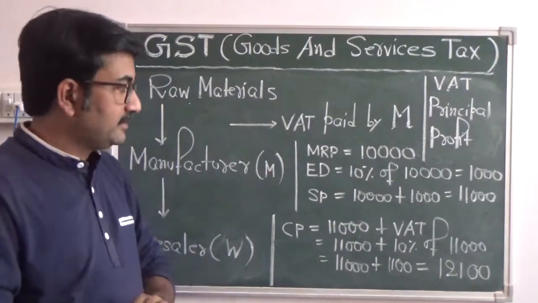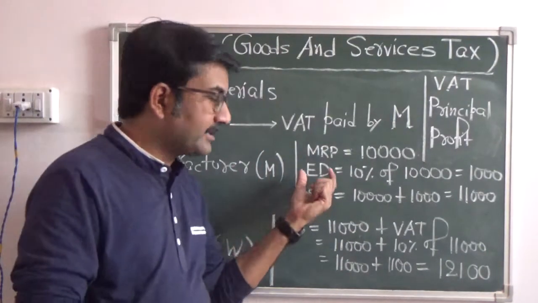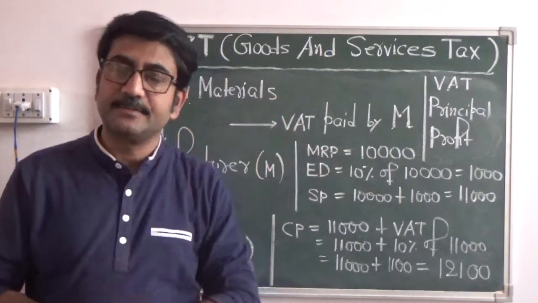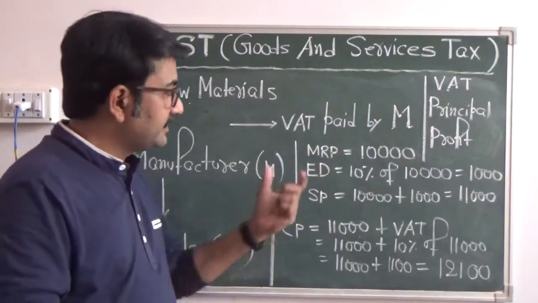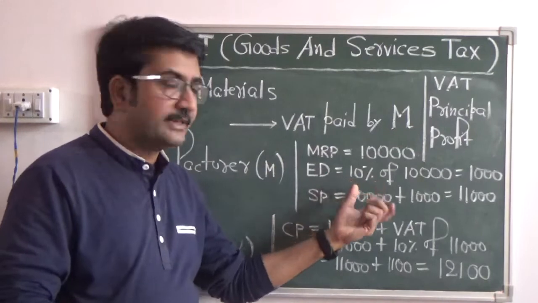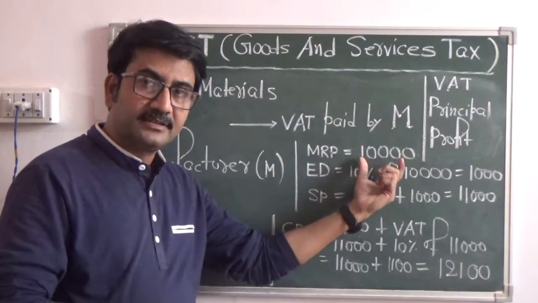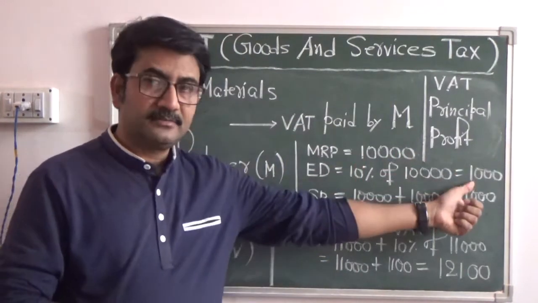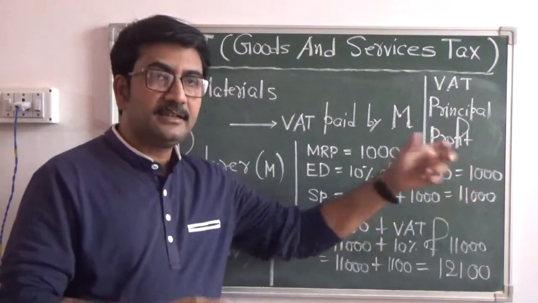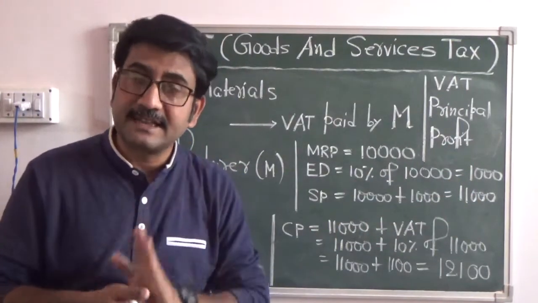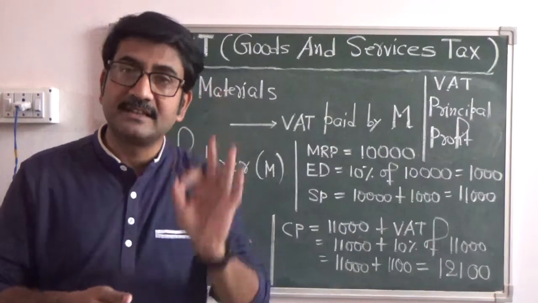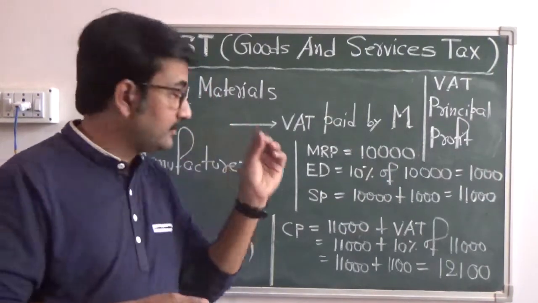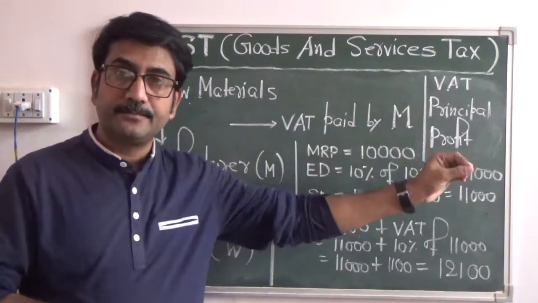Now if the rate of tax for the excise duty is, supposing, 10%, then this 10% has to be calculated on the 10,000, which comes to rupees 1,000. So this 1,000 is the excise duty, which is the tax to be paid to the central government because of manufacture of the mobile phone.